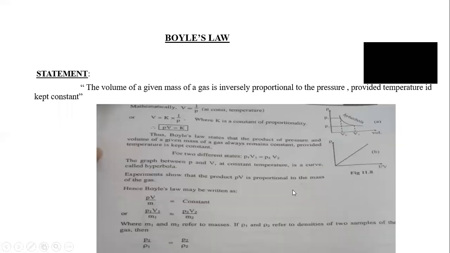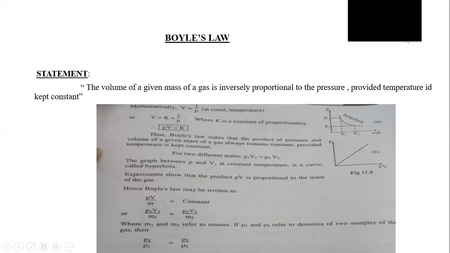Boyle's law. Statement of Boyle's law: the volume of a given mass of a gas is inversely proportional to the pressure, provided the temperature is kept constant. Mathematically, we can write it as V is inversely proportional to pressure, or P. Inverse relation means if we increase the pressure, volume will decrease. If we decrease the pressure, volume will increase, with the temperature kept constant.